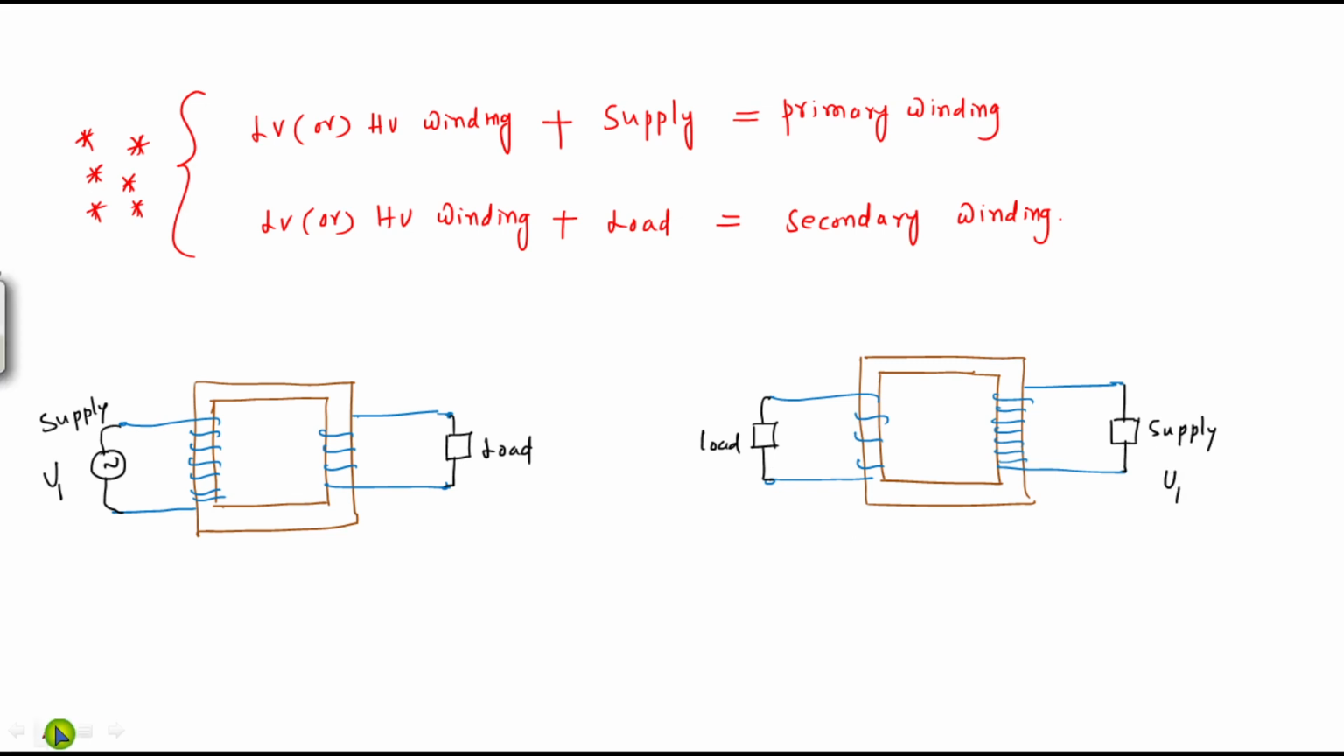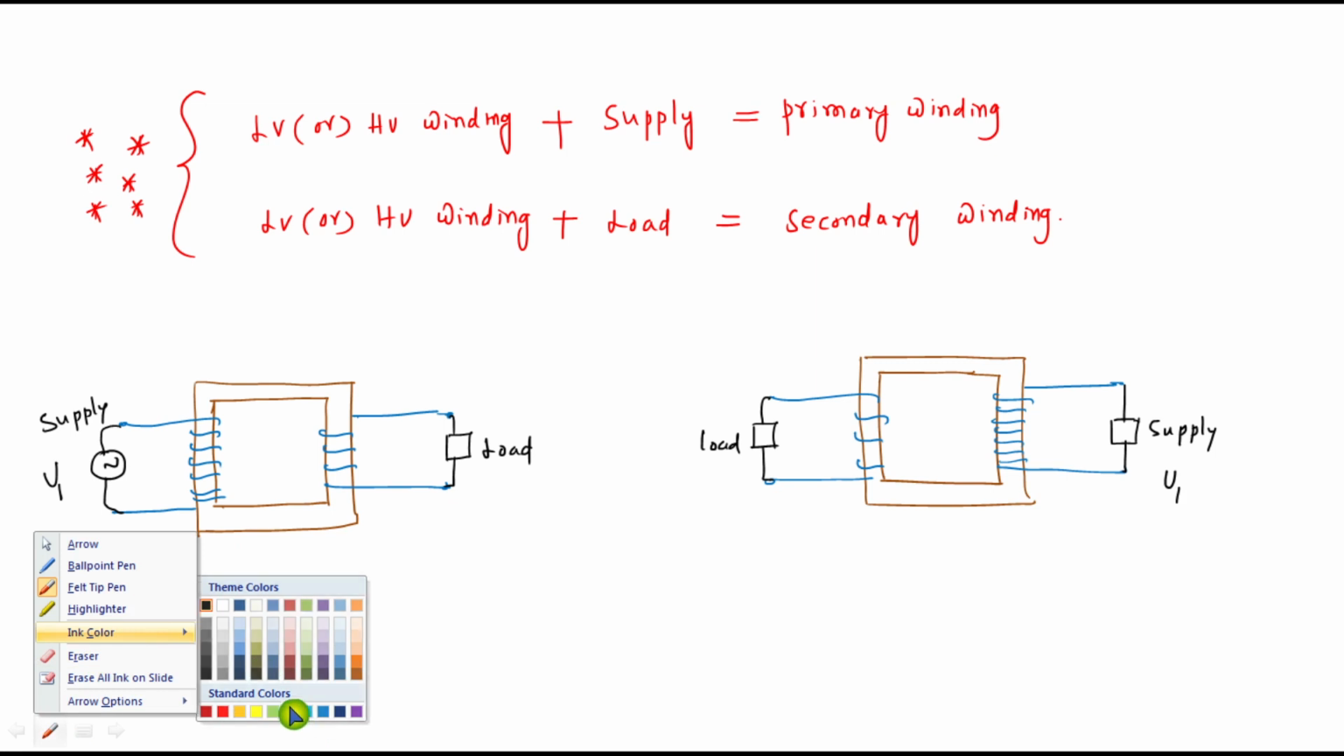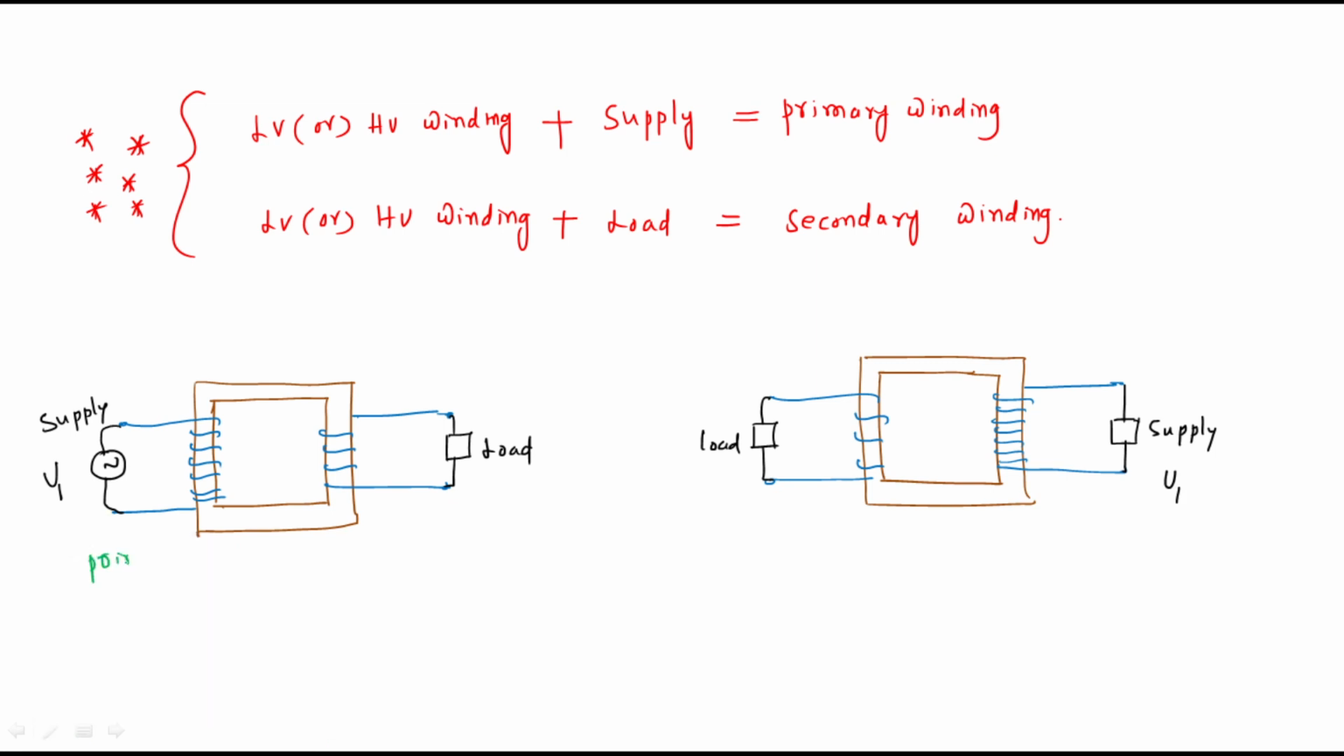So for us, which one is primary? For us this is primary, for us this is secondary. This is what? High voltage primary winding, low voltage secondary winding. This is low voltage, this is high voltage. For us this is what? We have supply voltage between these two terminals. Obviously this is primary winding. We have load across these two terminals. This is secondary winding. Now we have a clear idea about what is primary, what is secondary, what is LV, what is HV.